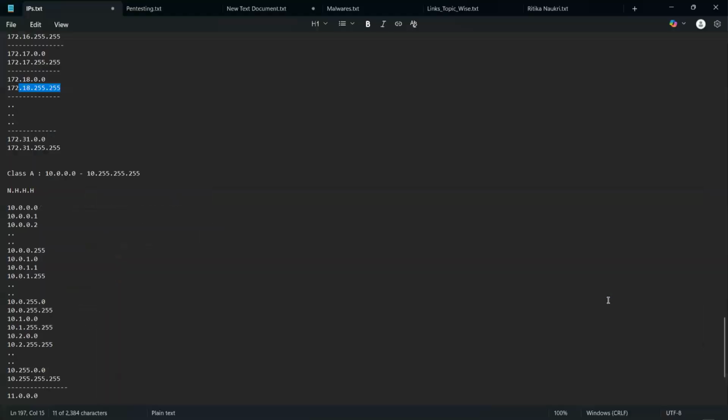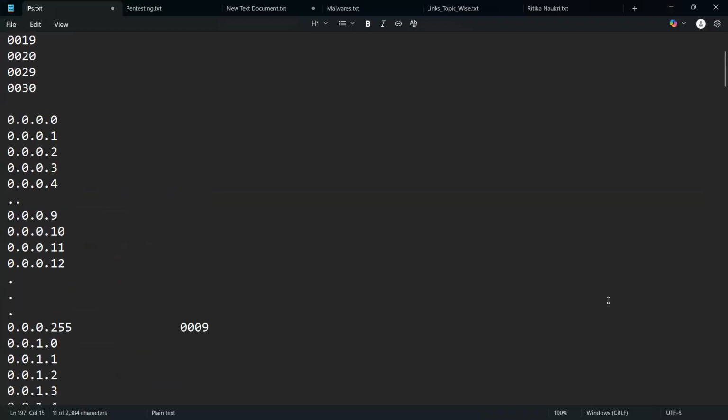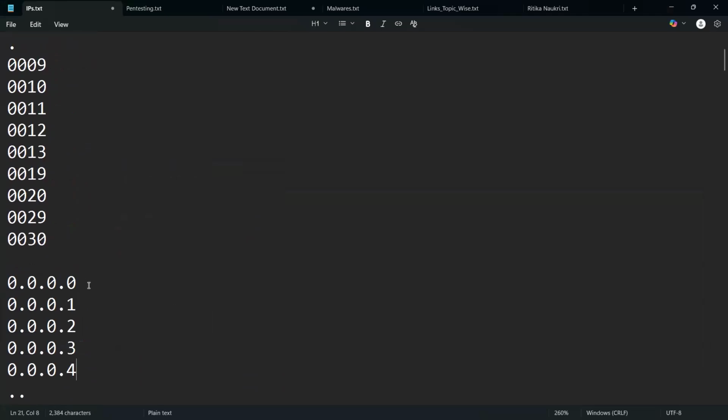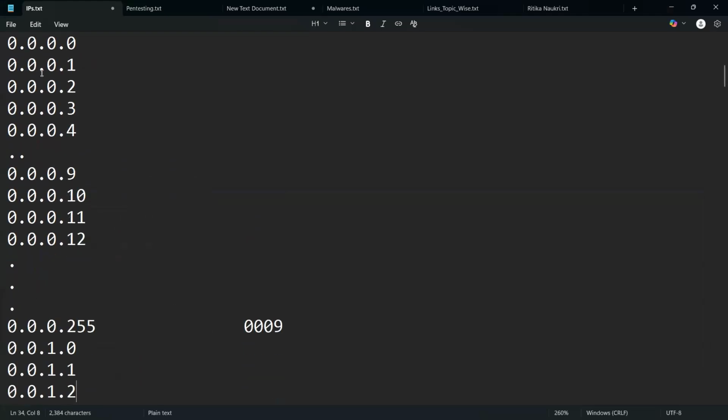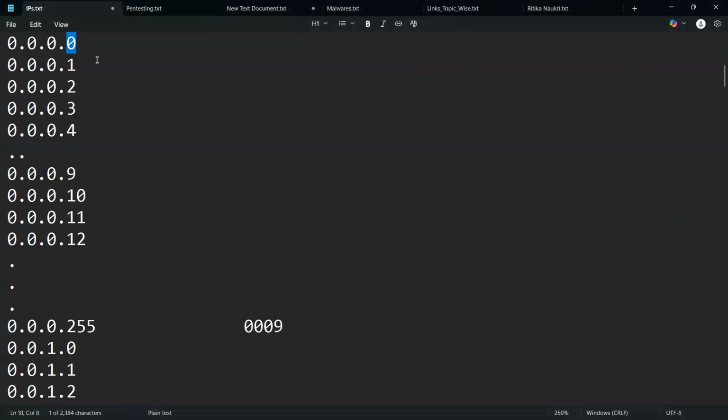For example, if here is my first IP, let's say 0.0.0.0. Now if I have to get the next IP, what I have to do is just increment the rightmost octet. Increase the value for the rightmost octet. So always start incrementing from the rightmost octet. That's rule number 1. So if I have 0.0.0.0 as the first IP, the next IP would simply be 0.0.0.1.